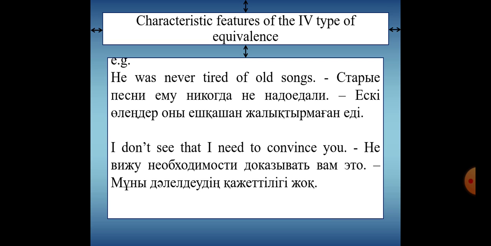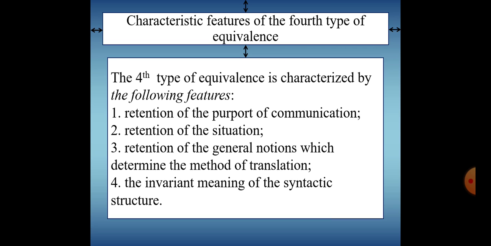For example, he was never tired of old songs. I don't see that I need to convince you. The fourth type of equivalence is characterized by the following features. First, retention of the purport of communication. Second, retention of the situation. Third, retention of the general notions which determine the method of translation. And fourth, the invariant meaning of the syntactic structure.